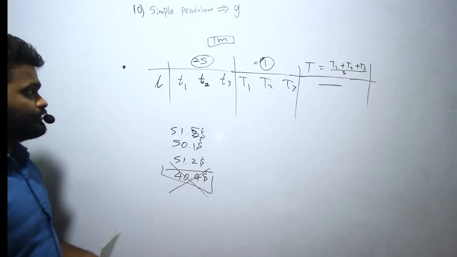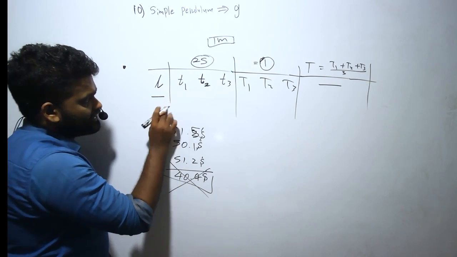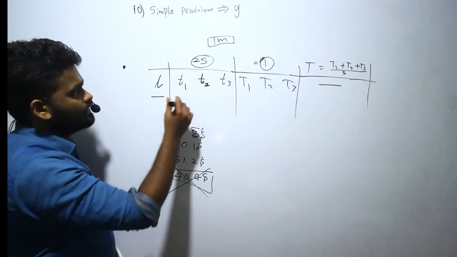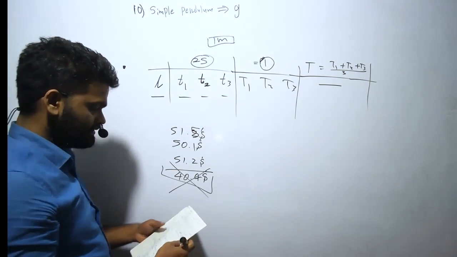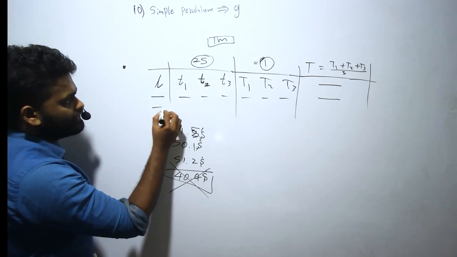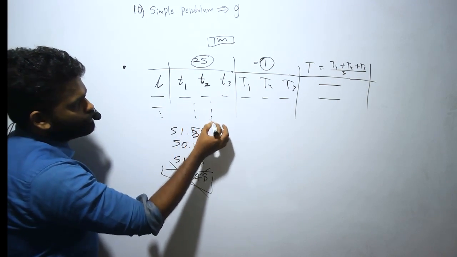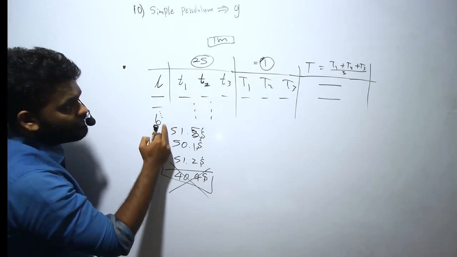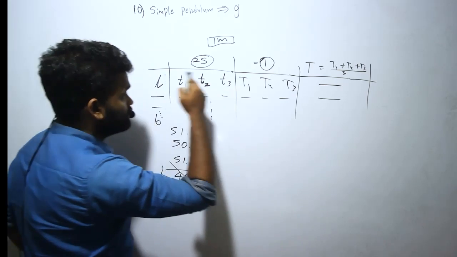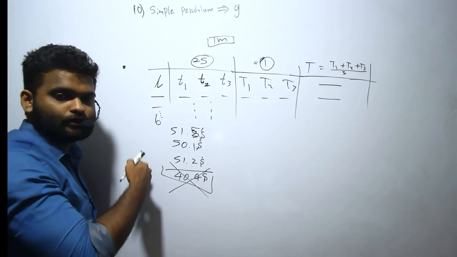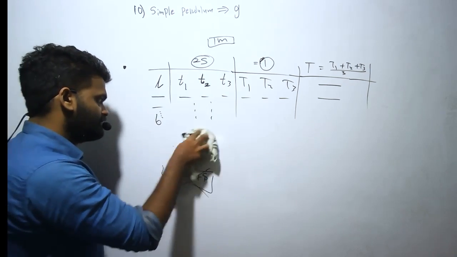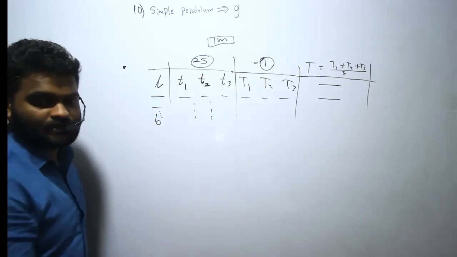Then next, you increase the length, let's say to 1.2 meters. Then you do the same thing, get these values, then take the average. Likewise, you have to get about 6 time period values for 6 L values in order to draw the graph, right? So this is what they ask in the exam, right?